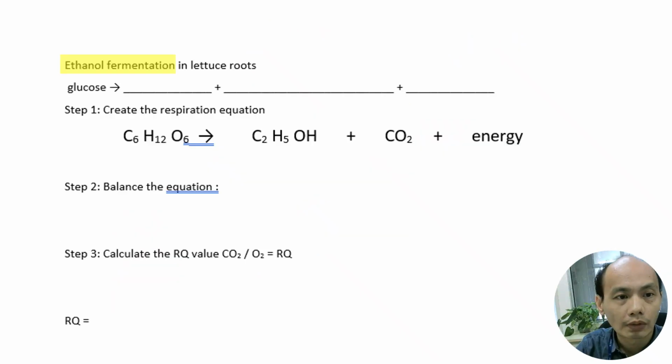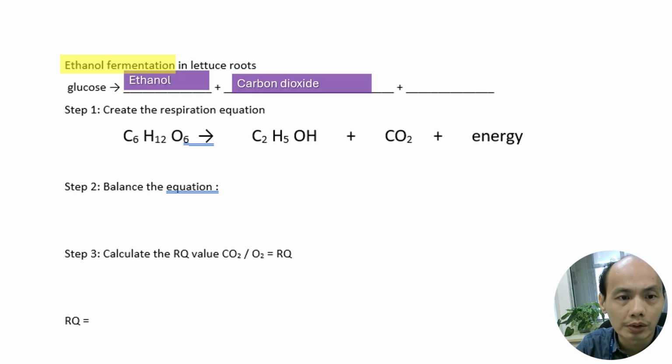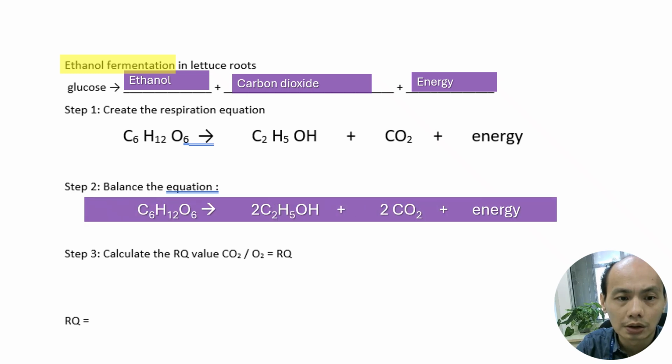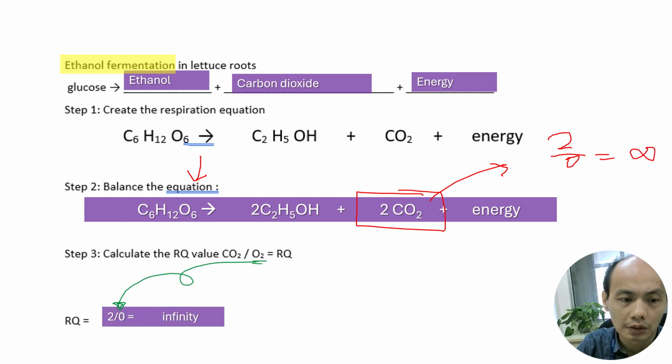So ethanol fermentation in lettuce roots: glucose, no oxygen is involved, producing ethanol, carbon dioxide, and energy. So this is the equation. You see 2 divided by 0. So what do you think? Infinity.